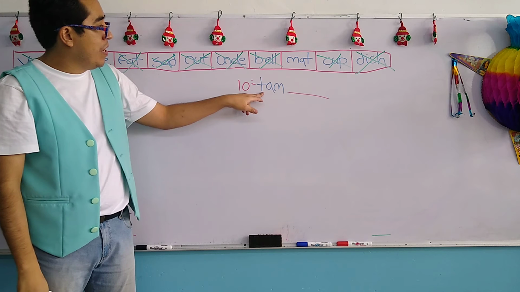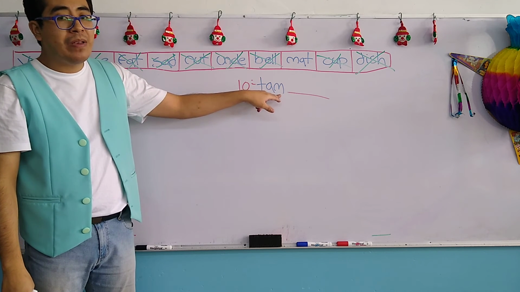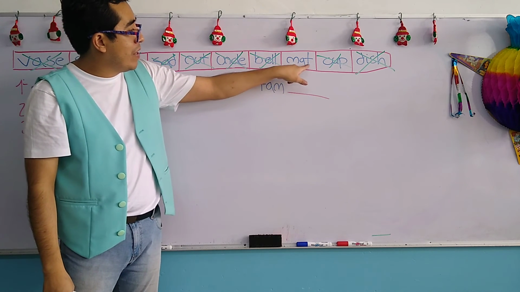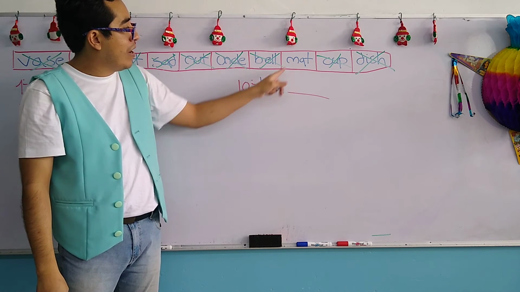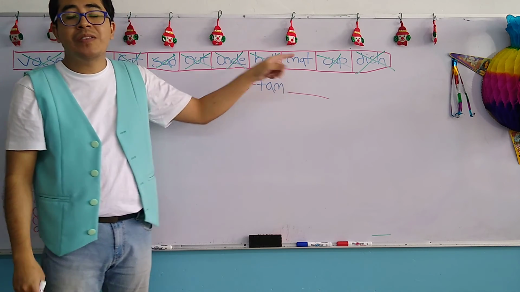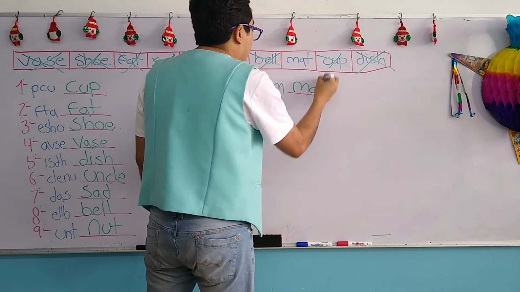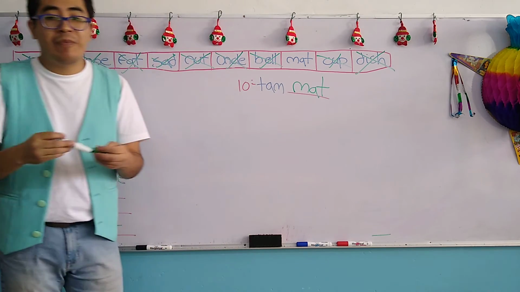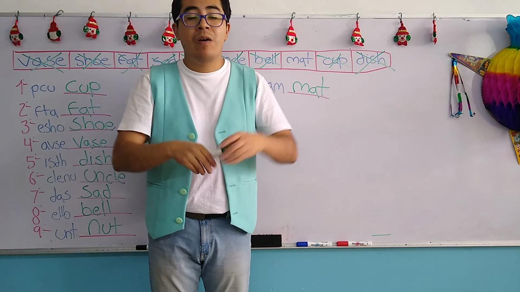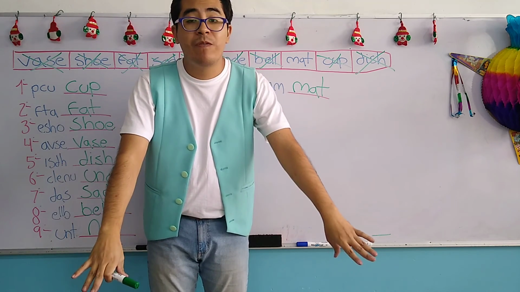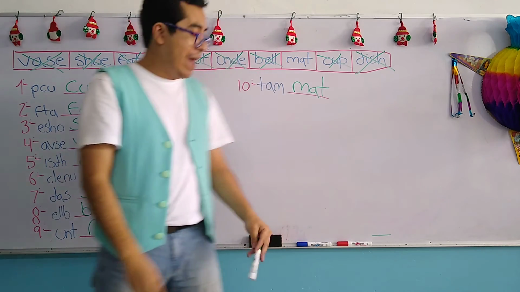We have letter T, A, and M. So, we have here letter T, letter A, and letter M. So, this is the one that is correct. We have mat, and remember mat, it's an object that we put on the floor, okay, un tapete.